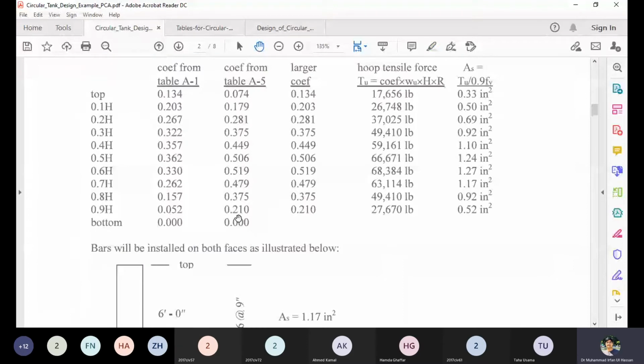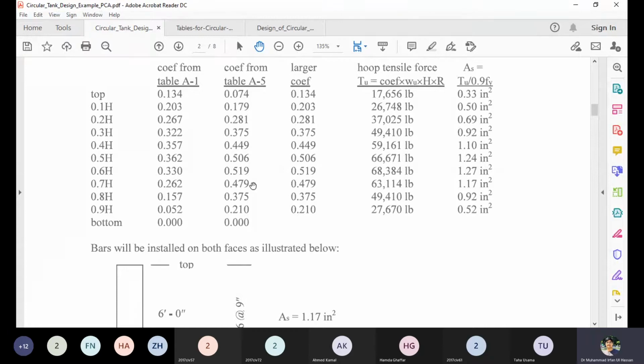Now you will pick the larger coefficient. For example, at 0 depth, table A1 is giving the larger coefficient, but at the middle depth, table A5 is giving the larger coefficient. Most of the time, table A5 is the case when the bottom end is hinged, so it is developing the larger hoop tension. That's why this is giving the larger value of the coefficient.